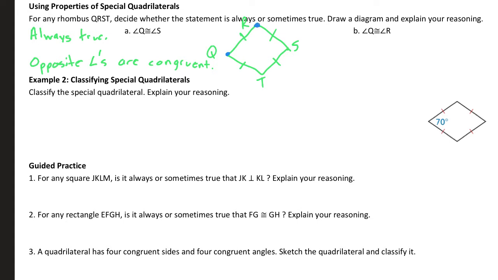And what I will say to that is that in a rhombus, this is only sometimes true, okay? And the reason this is only sometimes true is that in parallelograms, consecutive angles always add to equal 180 degrees. So the only way this could be true is if both of these angles were 90 degrees. If both of these angles were 90 degrees, QRST has to be a square.